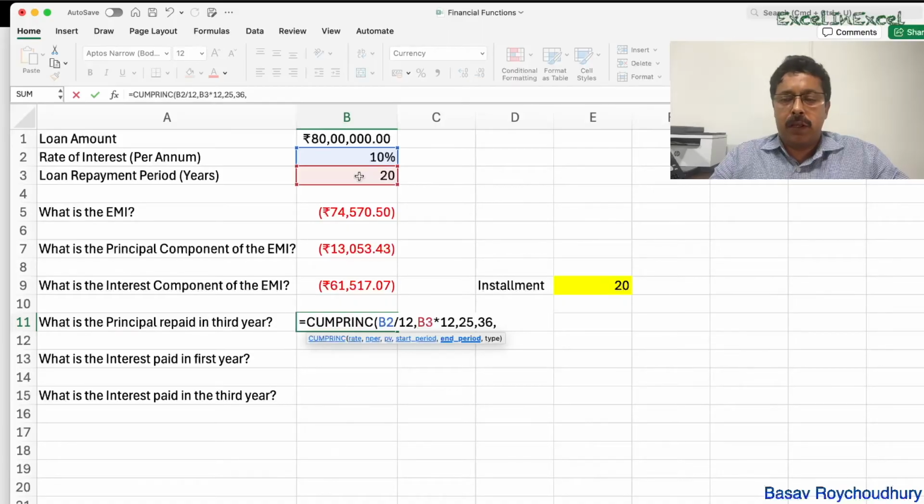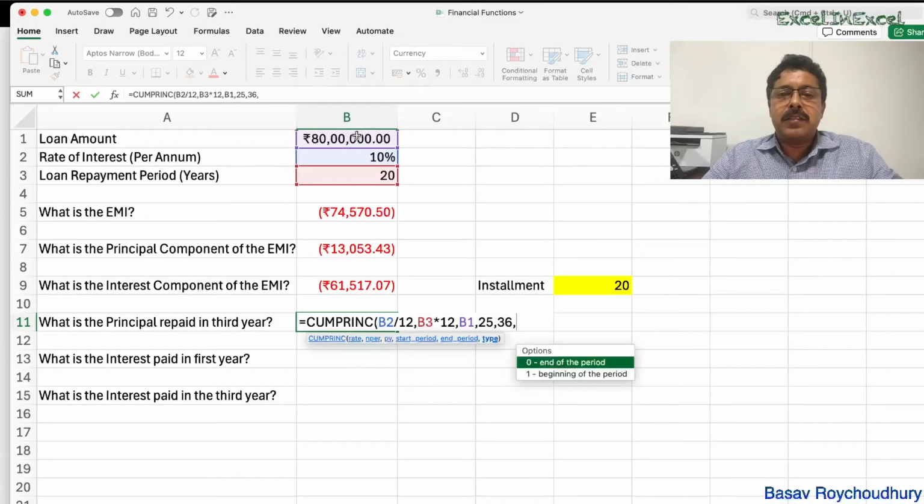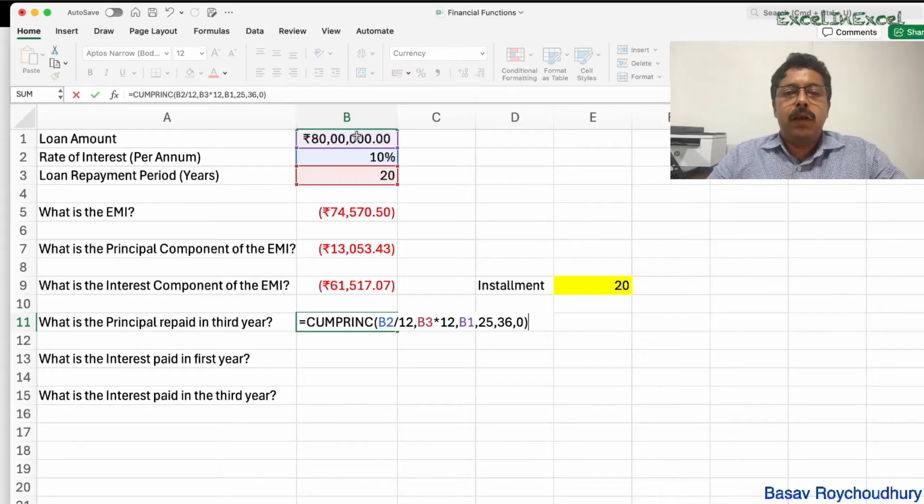And this time, what did I miss? Sorry, I missed the PV. Just hold on. Yeah, so see here, PV is highlighted, so I should give the PV like last time. And now I need to give the start period, which is 25, and the end period, which is 36. And in this case, type is not optional, so I have to give the type. Since it's the end of the period, that means the first installment is at the end of the month, and therefore I type 0. Now this is the formula that I'm going to use.